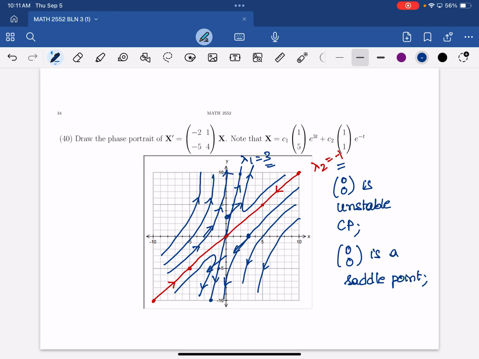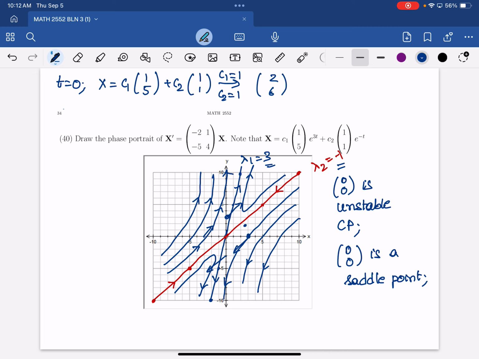Now, if you look at my solution here, let's say t equals 0, for example. Then my solution x is going to be C1 (1, 5) plus C2 (1, 1). Let's say C1 is 1 and C2 is 1. Then this gives me (2, 6). So it is like saying, when my x value is 2, my y value is 6. My sketch is so bad, but somewhere there. Are you with me on that?